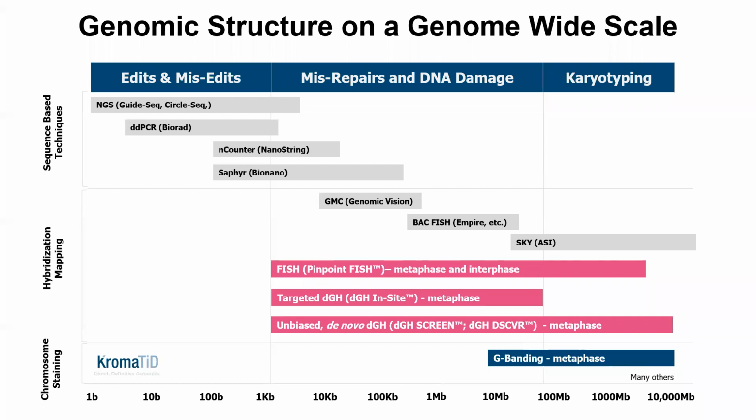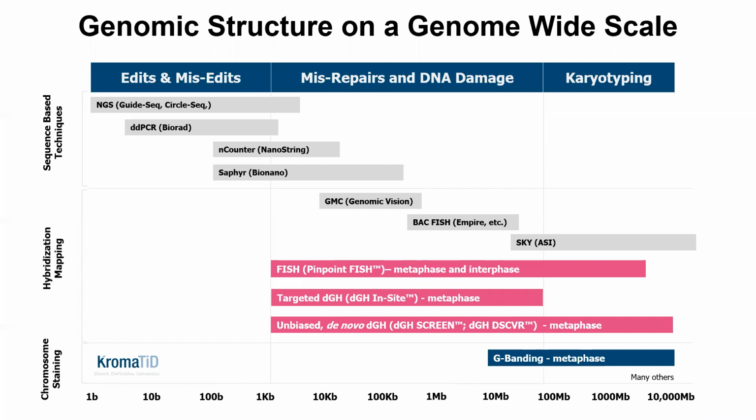So where do DGH assays fit in within the landscape of genomic analytical options? The lower limit of detection for targeted DGH Insight probes is around 3 kilobases currently, although we are working toward even smaller targets. I will also mention that these targeted probes can be used for FISH applications as well. There's just a slightly different sample prep involved.